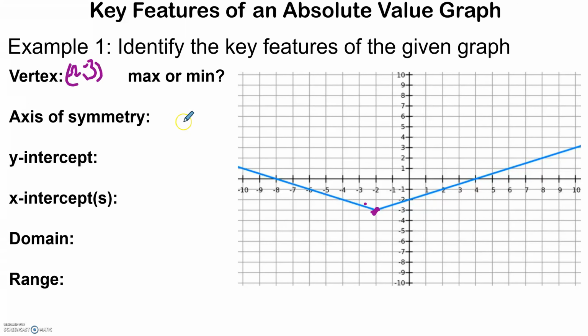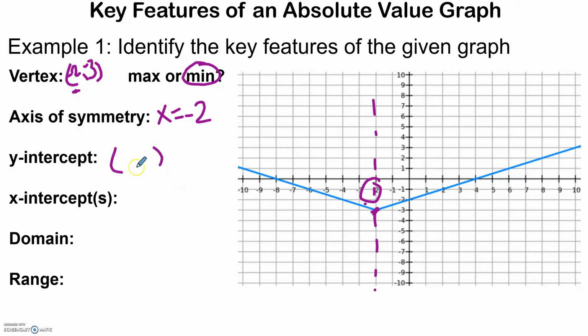Hopefully your handwriting's better than mine. Is it a maximum or a minimum? The highest or lowest point? It is a minimum. It is the lowest point. My axis of symmetry, you must remember, is x equals a number. It's the x value that cuts it directly in half. And in this case, it is at -2, which is also the x value of my vertex.